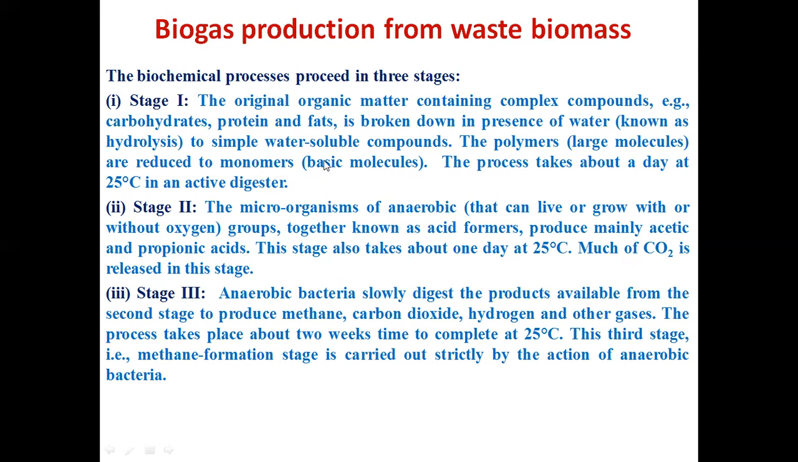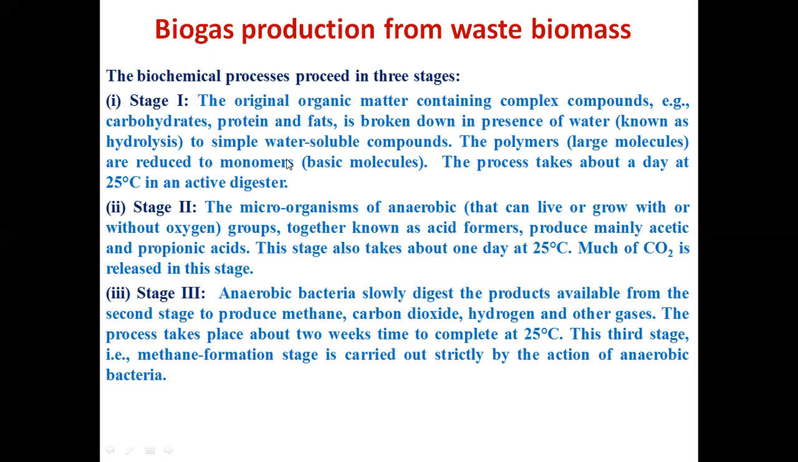That means when we leave the biomass in the digester for 1 day at this temperature, 25 degrees centigrade, it is converted into water soluble compounds. In stage two, the microorganisms of anaerobic groups, together known as acid formers, produce mainly acetic and propionic acids. This stage also takes about 1 day at 25 degrees centigrade. Much of the CO2 is released in this stage.